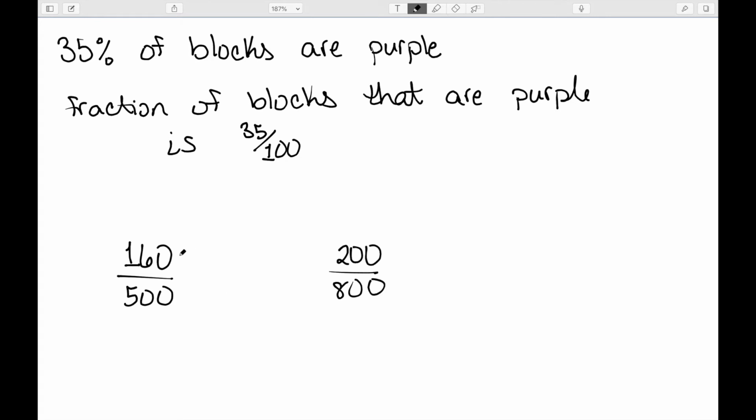That can be a little bit tricky with fractions. However, if we were told that 32% of one group was purple and 25% of another, we could definitely see which one is greater very quickly and easily.